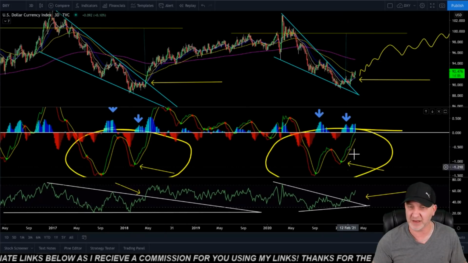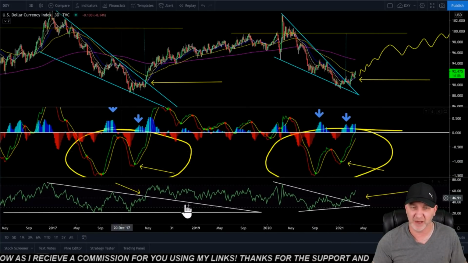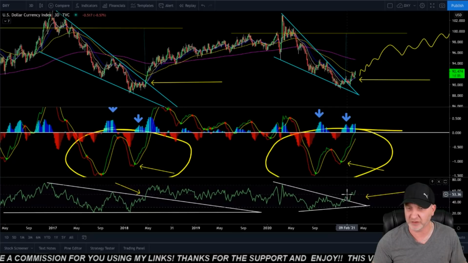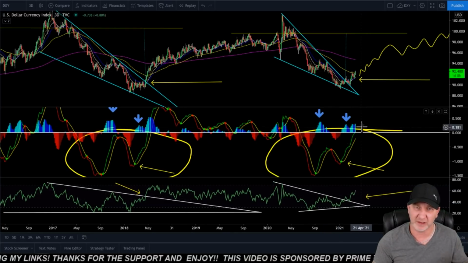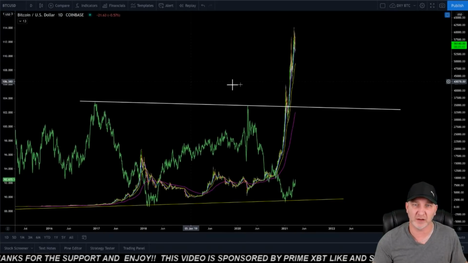But these fractals are playing out beautifully. Even in the MACD, as you can see, it looks the exact same. Even in the RSI, we popped out of this falling wedge. We came back down, tested it for support. Continuing up, super bullish on the dollar still.